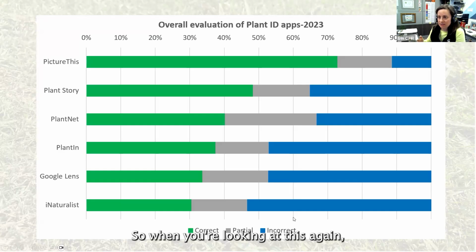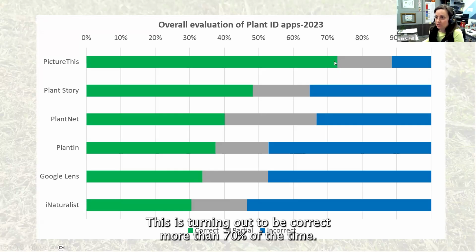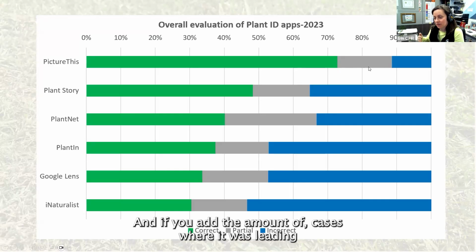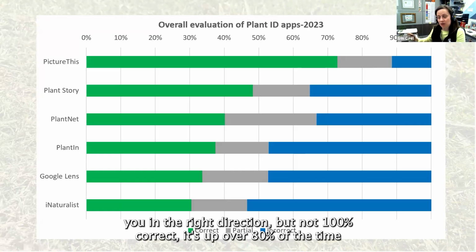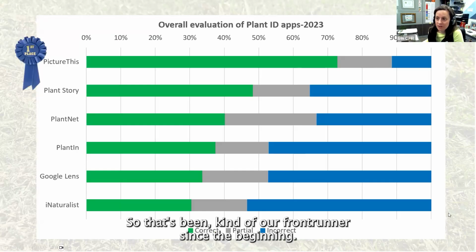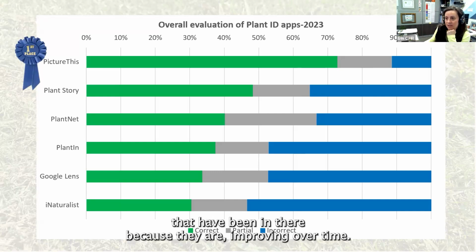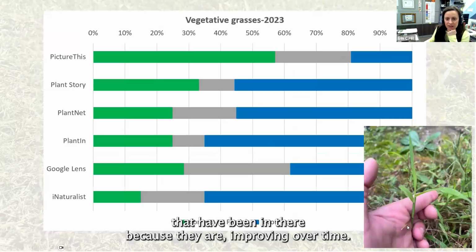So when you're looking at this again, you're seeing that even when we're collecting more data, Picture This is turning out to be correct more than 70% of the time. And if you add the cases where it was leading you in the right direction, but not 100% correct, it's over 80% of the time that it could be useful. So that's been our front runner since the beginning. Each year we switch in new apps or recycle ones that have been in there because they are improving over time.